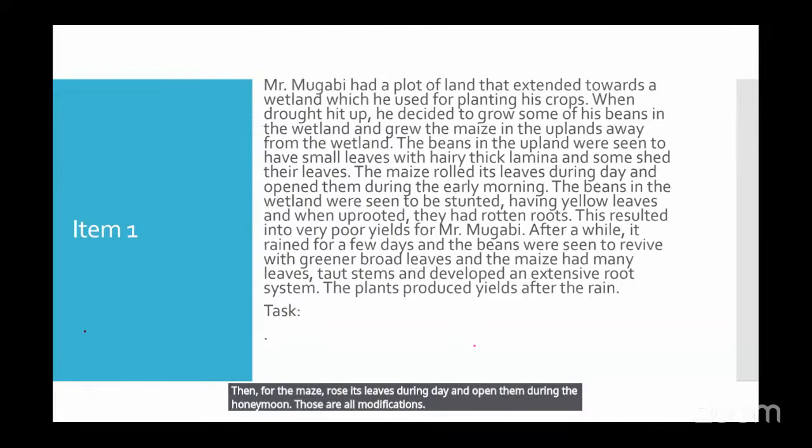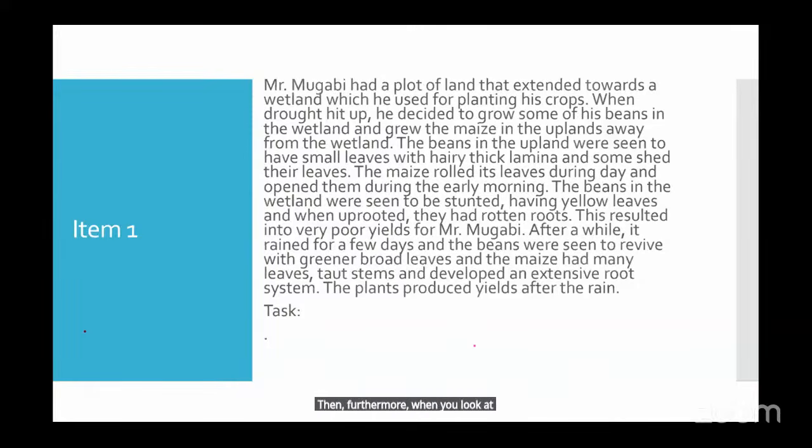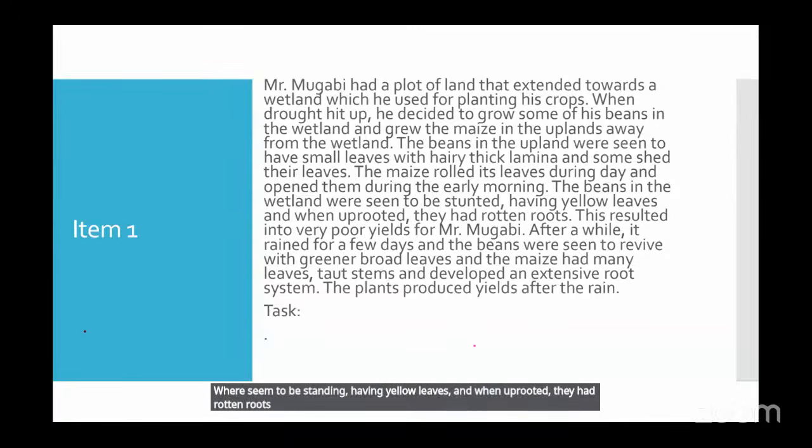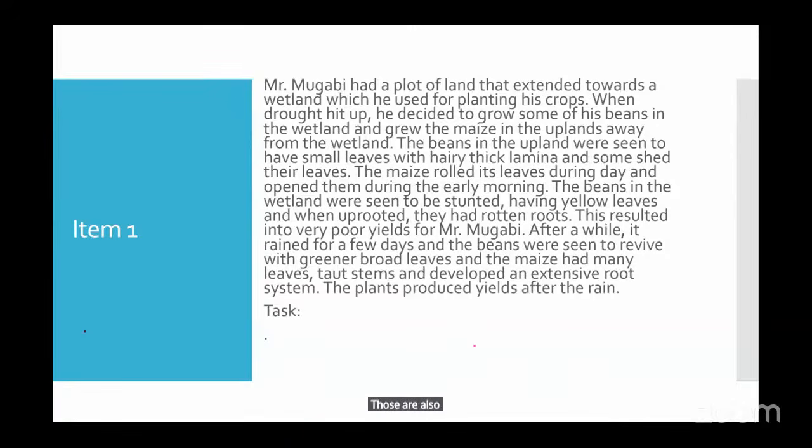Then furthermore, when you look at the beans in the wetland, they were seen to be stunted, having yellow leaves, and when uprooted, they had rotten roots. Those are also plant modifications which might be due to nutrient deficiency. So of course, the result was very poor yields for Mr. Mugabe. After a while, it rained.